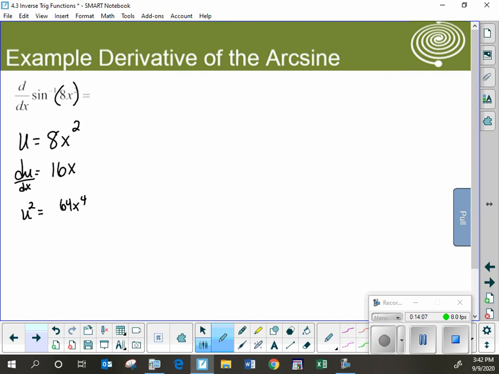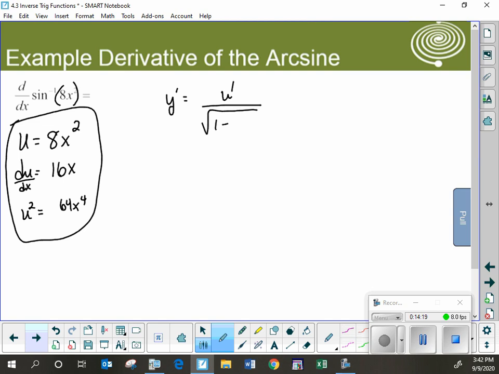If you don't want to, you do not have to do this setup. I just found it easy in AB to start people out with that. But you guys probably can do the pattern work in your head. There's the formula for sine inverse. So I need u prime. The derivative of 8x squared is 16x.